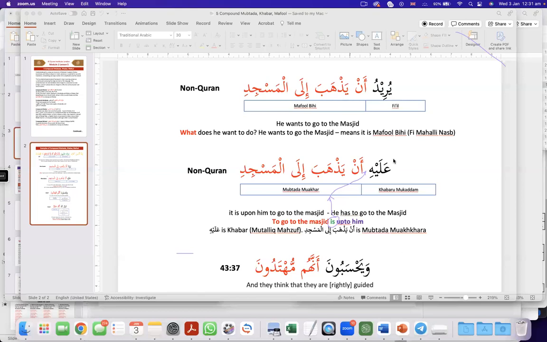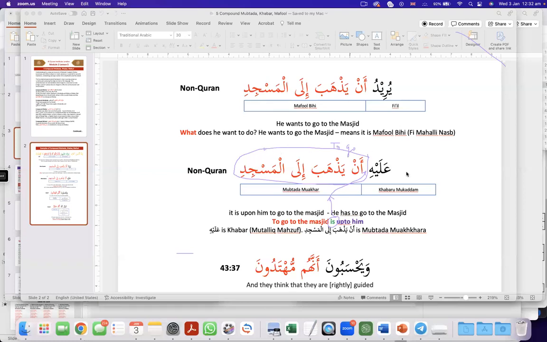So what is happening here? He has to go to the mosque. Which one is mubtada, which one is khabar? Which one is mubtada? The mubtada is, he has to go to the mosque. No, tell me. Why did you pick this word? He has to. There's nothing. Yes, because it means to go. This means to go, and this means to the mosque.